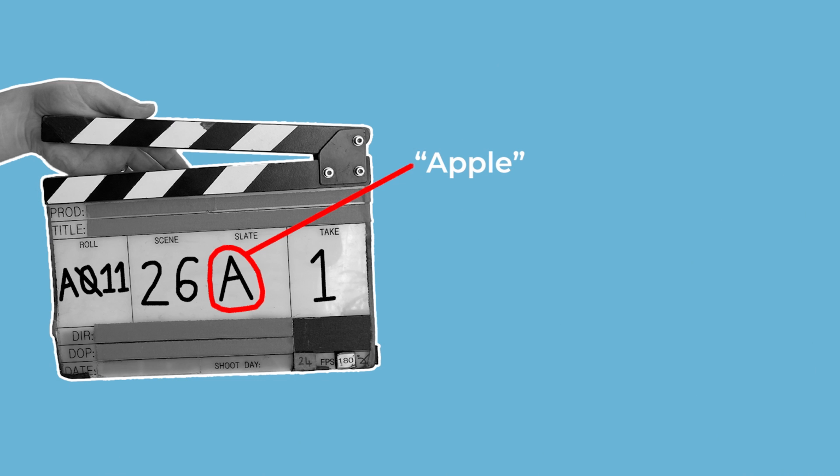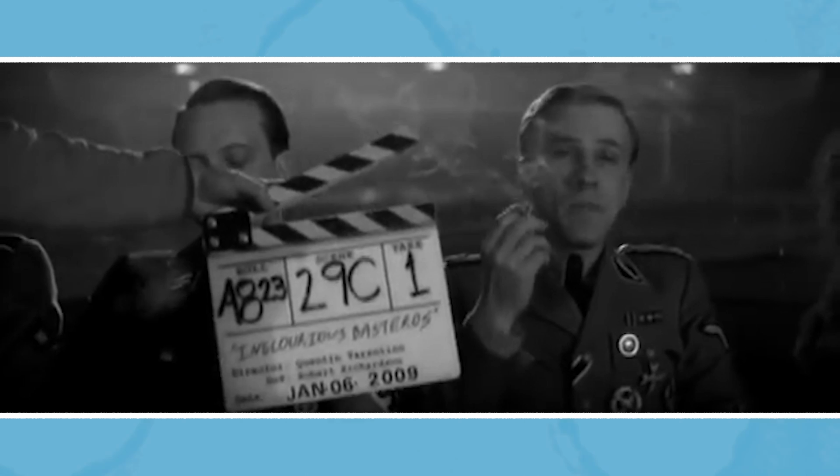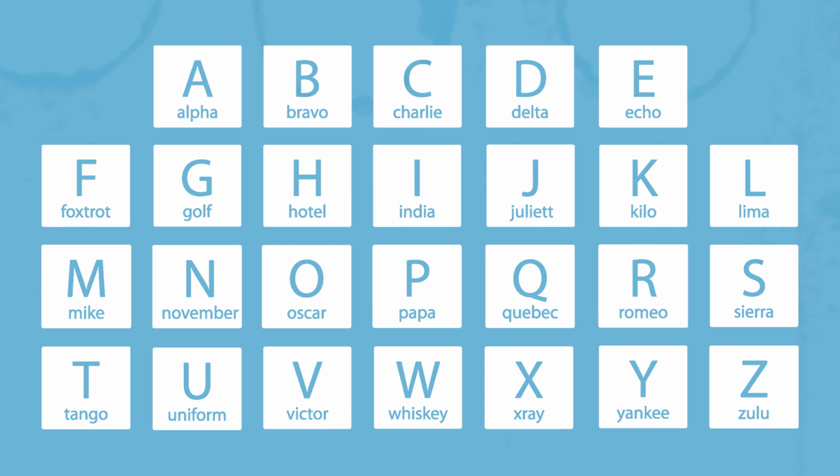Although sometimes second ACs can also come up with creative names that start with the first letter of the slate. 29 cigarettes, take 1, mark. You also usually skip the letters I and O so that they aren't confused for a 1 and a 0.